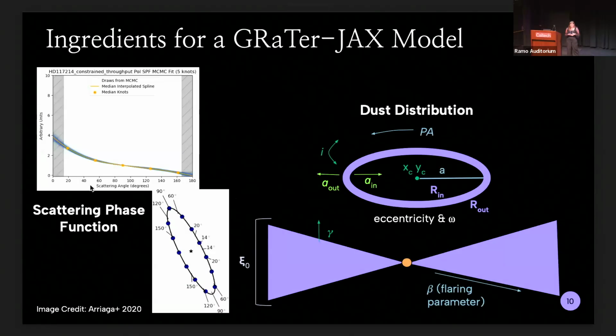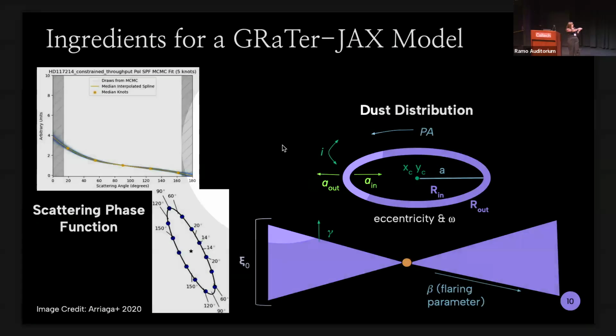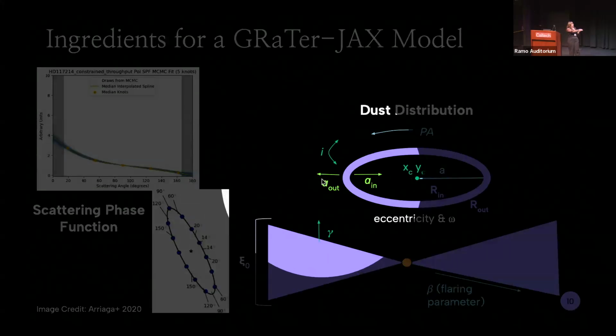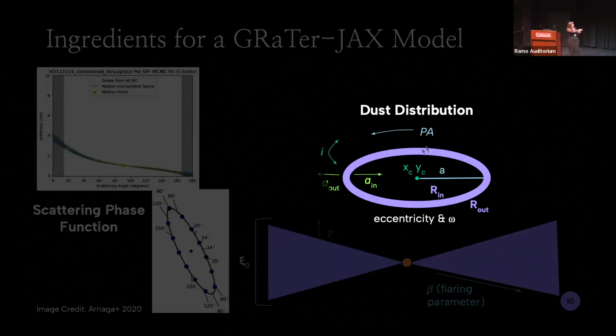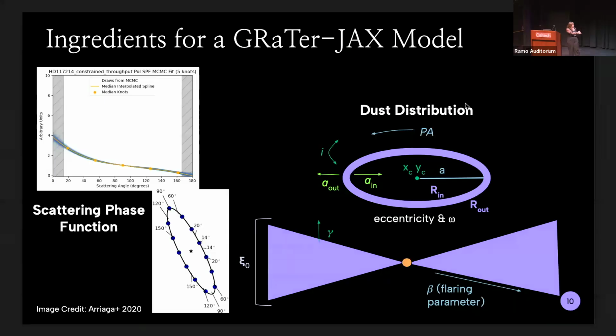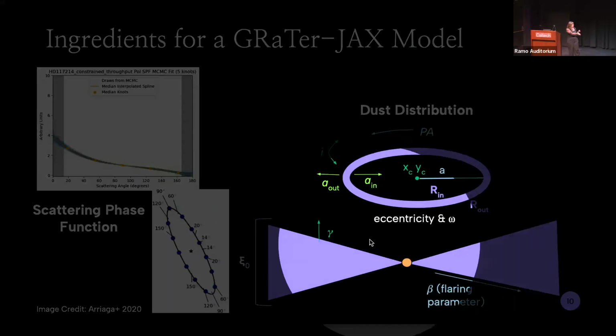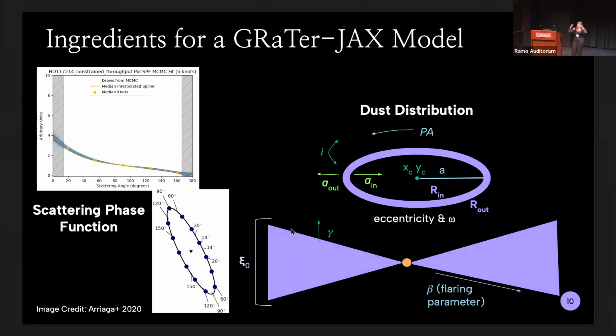So the ingredients for a GRaTeR-JAX model: we have the dust distribution, which has all of the different morphological parameters of the disk. We've got these inner and outer power laws that govern the dust distribution radially, the inner and outer edges of the disk, the position angle, the inclination, and then there are all of these different vertical profile parameters of the disk. So the scale height, gamma, that describes the vertical falloff, and beta, the flaring parameter. Beta, gamma, scale height, these are some of the ones that are not fit for as commonly because you have to make choices when you are limited by computation.